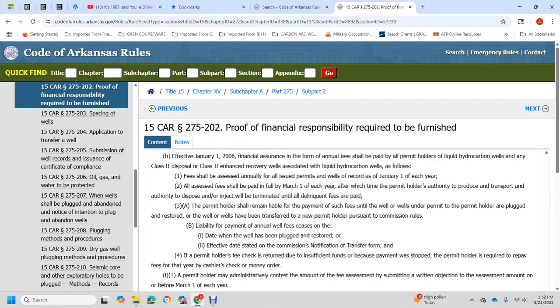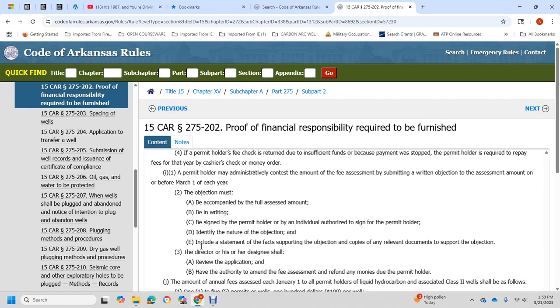form. Any permit holder's fee check returned for insufficient funds, or because payment was stopped, requires the permit holder to pay the fees by cashier's check or money order. A permit holder may contest the amount of the fee assessment by submitting a written objection to the assessment and the amount on or before March 1st of each year.